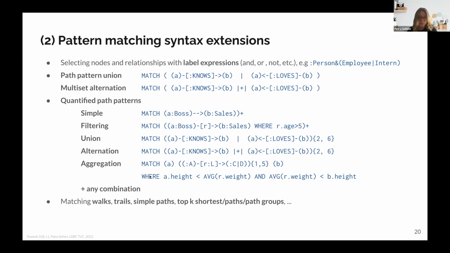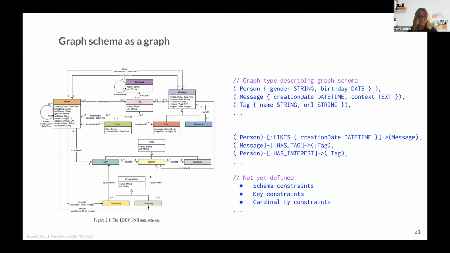And then of course, matching walks, trails, etc. But Leonard mentioned that as well, so I'll just move on from there. And the other thing actually is a graph schema idea.